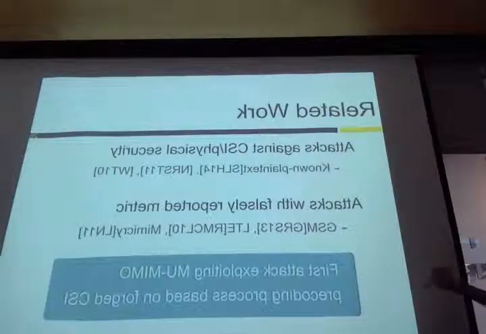The attack with falsified report metrics is also not novel. In GSM, there is a falsified paging request for a DDoS attack. In LTE, there is a falsified CQI report for gaining more transmission opportunities. In wireless transmission, there is also forged uplink features to break the uplink authentication system. However, this paper is the first to exploit multi-user MIMO precoding based on the forged CSI.